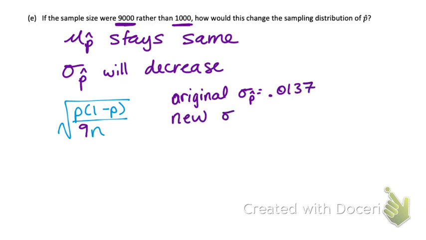The new standard deviation of p-hat will be 1/3 of 0.0137. Now, why is it 1/3 and not 1/9? Because it's the square root of 1/9. Think about there being a 1 right here, over 9. For those of you who say that's above my algebra pay grade, that's fine. You could just plug in the new 9,000 and get the new standard deviation. That's totally fine as well.